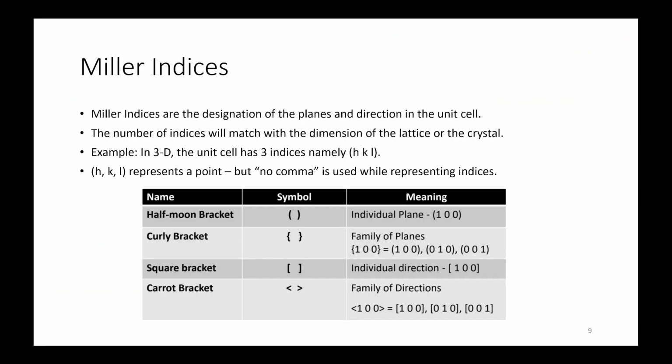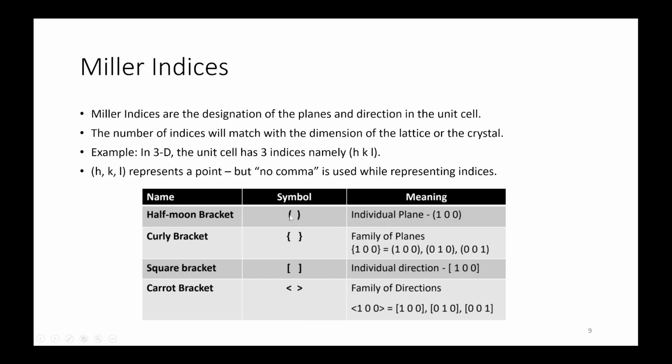And in case of Miller indices, these are the designations of the planes and directions in the unit cell, and the number of indices will match the dimensions of the lattice or the crystal. Example, in 3D the unit cell has 3 indices, h k l. Here you won't be using any commas, and these are the various symbols that I used.